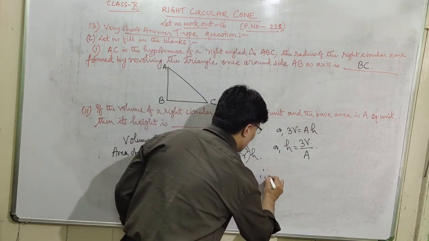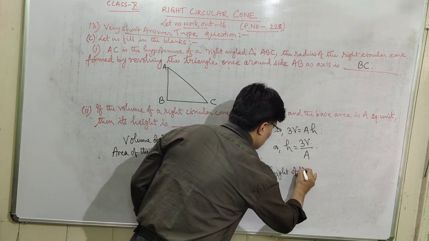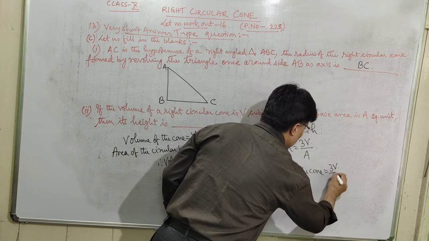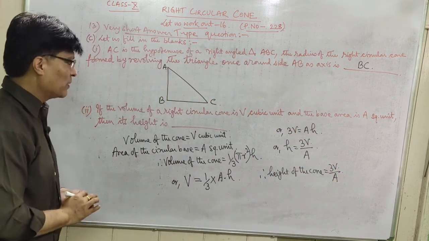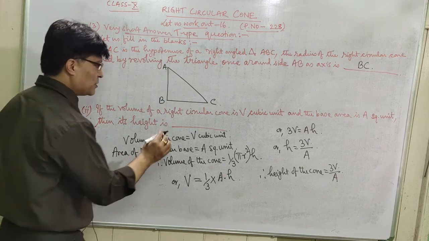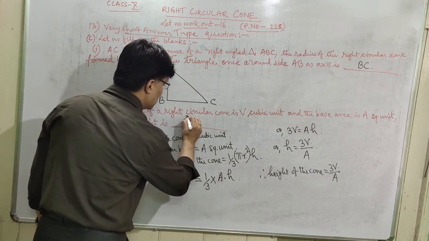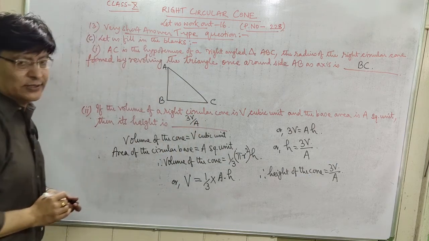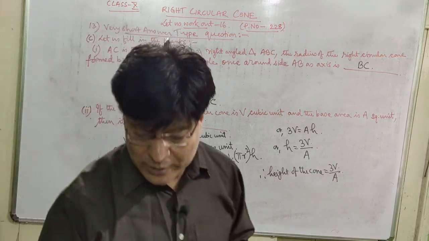So what is the height of the cone? Height of the cone is equal to 3V divided by A. That is your answer. So in the fill in the gaps, you can write this is 3V upon A. That is the answer. So I think you have understood it. So you can copy it. Now we'll do the next question.